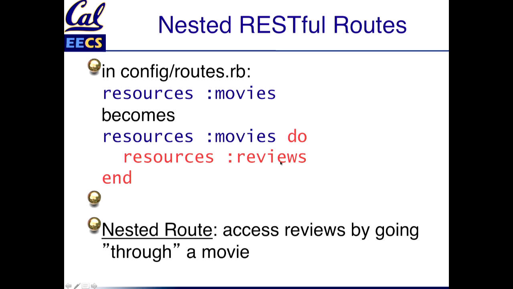Reviews are themselves RESTful. They have a primary key. I want the URI helpers and all that stuff. But what the nesting is telling me is that I also want a nested route that will allow me to unambiguously access a review based on what movie it belongs to. So how does that work?